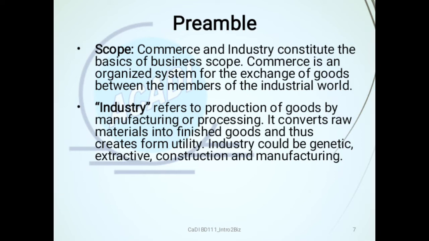Commerce is an organized system for the exchange of goods between the members of the industrial world. Industry refers to production of goods by manufacturing or processing. It converts raw materials into finished goods and thus creates form utility. Industry could be genetic, extractive, constructive, and manufacturing.